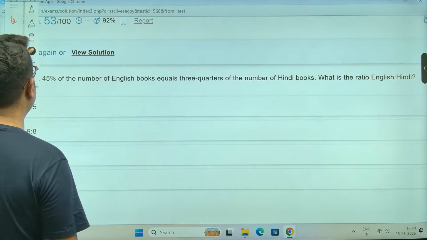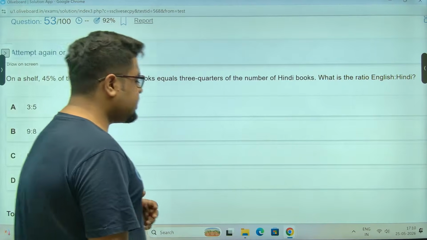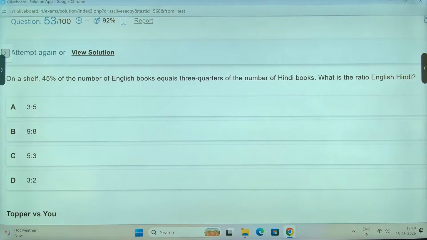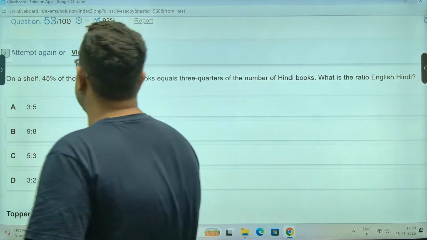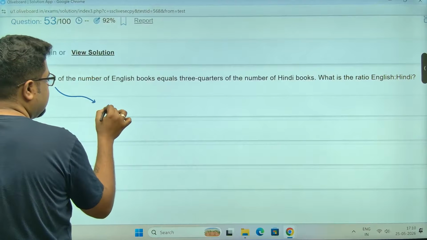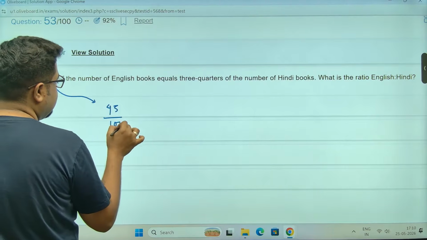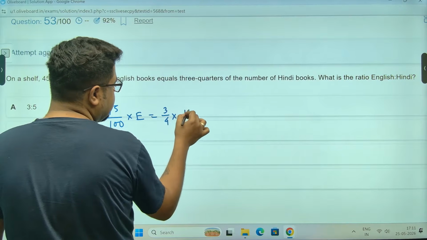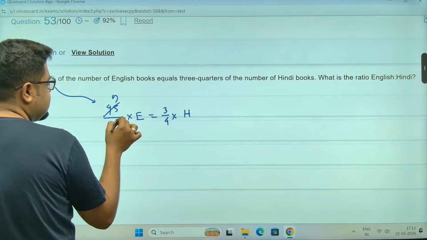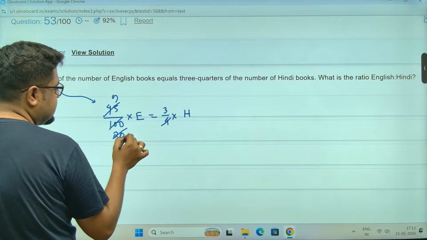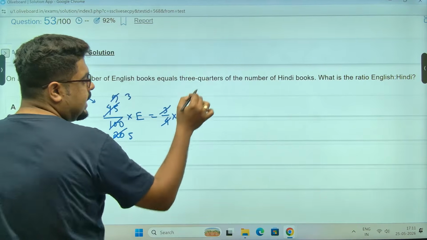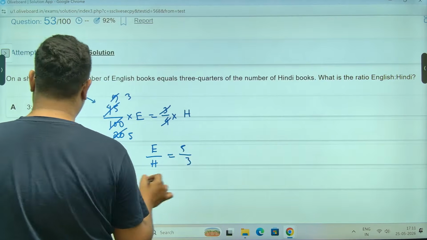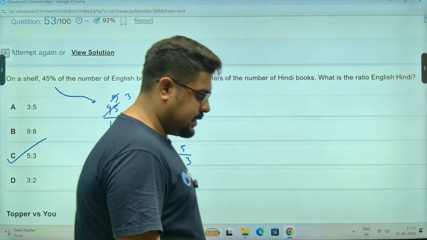Next one, please. On a shelf, 45% of the number of English books equals 3/4 of the number of Hindi books. Again, very simple. 45 by 100 of English, 3/4 of Hindi. So 5 nines, 5 twenties, 4 fives, 3 threes. English to Hindi, so English first, Hindi then. So 5 here, 3 here. 5:3, option C.